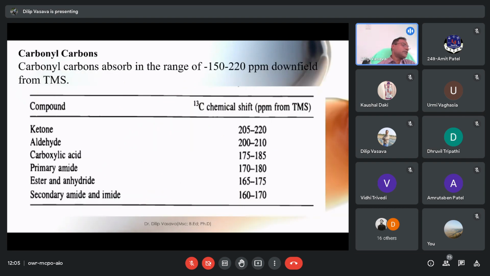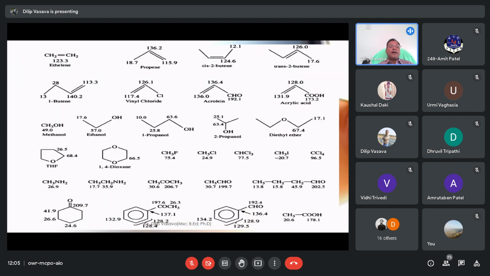Now ketone is very easily distinguished. That is why we had already mentioned the different chemical shift values of the carbonyl carbon. Ketone has the highest, 205 to 220, then the aldehyde, then the carboxylic acid, then the amide, anhydride, and the ester. So these are the values. This is just for your knowledge and information about how this impacts.